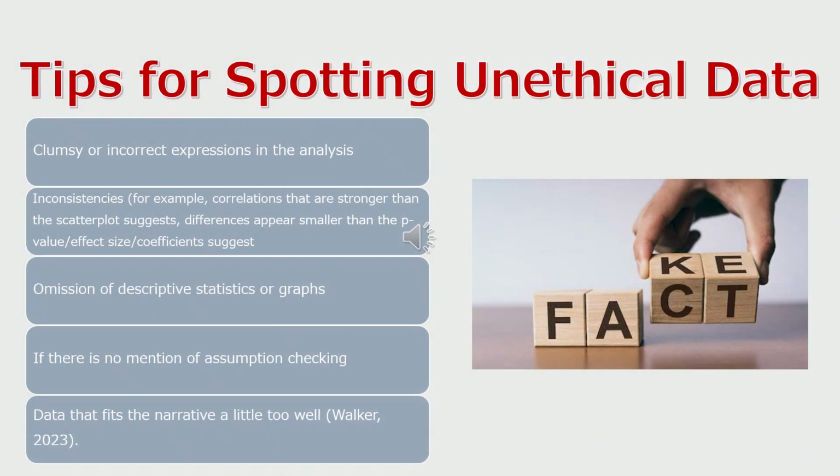I think that it is important to discuss some tips for spotting unethical data. This data can be clumsy or have incorrect expressions in the analysis. It can have inconsistencies, omitted data, no mention of assumption checking, and data may fit the narrative a little too well. It is okay to ask questions and to verify the data before coming to a final decision.